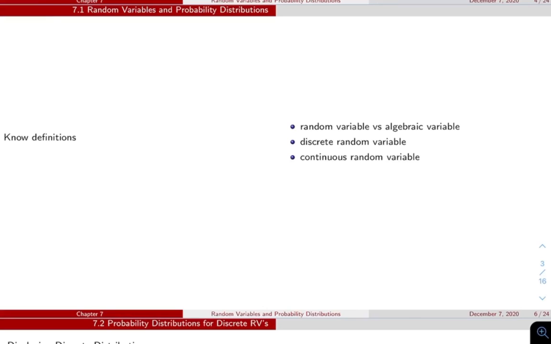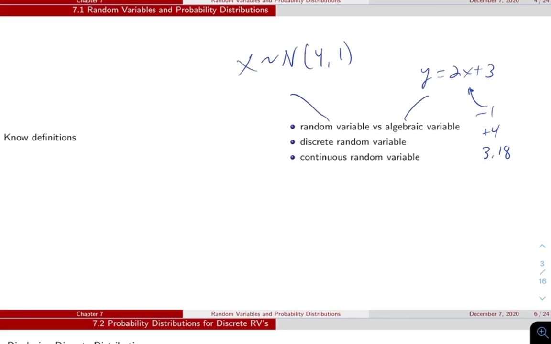Very quickly, one of the important distinctions is in an algebraic variable, you can plug in anything for x. It doesn't matter. You can plug in negative numbers, positive numbers, decimals, etc. Random variables we show with a capital letter, and a lot of times they follow rules. For example, something could be normally distributed with a mean of 4 and a standard deviation of 1. So again, the big difference is random variables follow rules and we label them with capital letters.